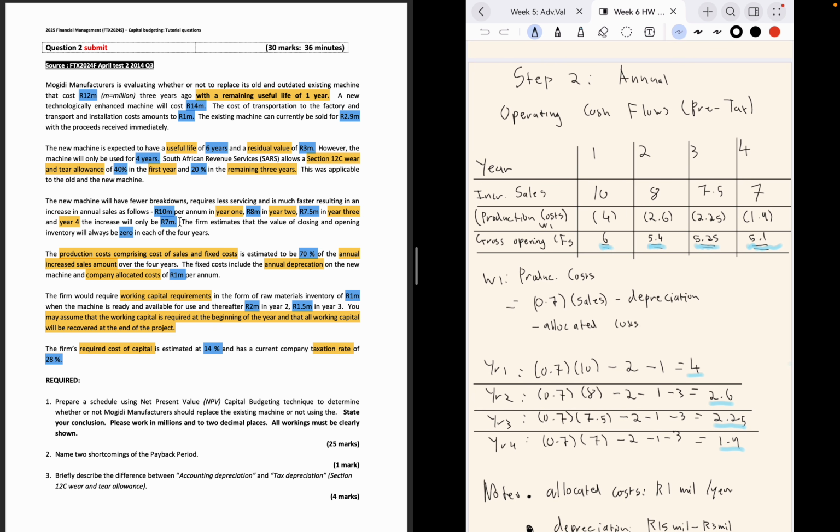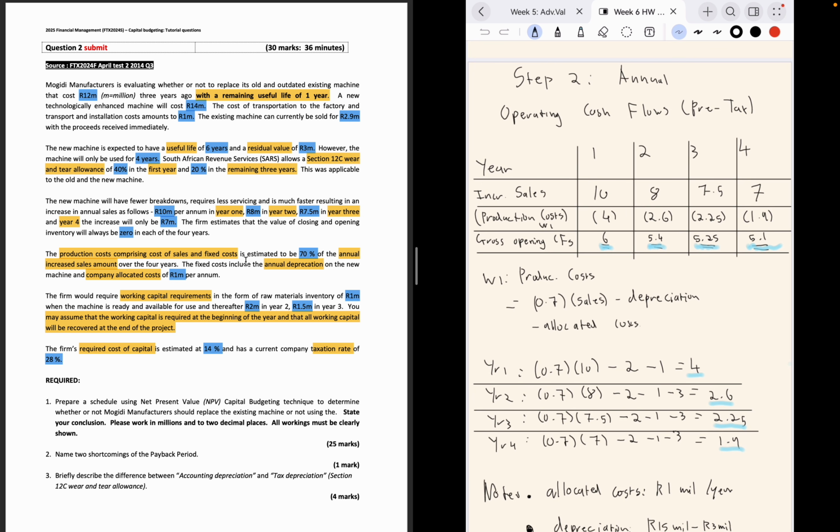But at the end of this, we will have our gross operating cash flows. How do we work out the production costs? I think they give it to us here, if I can just find it. The production cost comprising cost of sales and fixed costs is estimated to be 70% of the annual increased sales amount over the 4 years.